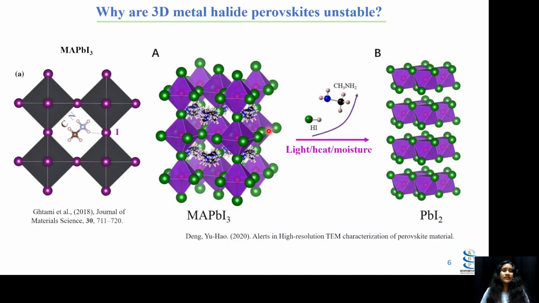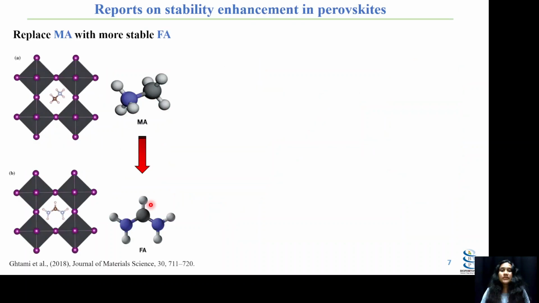So there are some reports on enhancing the stability in 3D perovskites. One of the simple ways is to replace the MA organic cation with a slightly more stable FA organic cation. FA, or formamidinium, organic cation has 2 nitrogen atoms, whereas methylammonium has only 1 nitrogen atom. So if we replace MA by FA, the resulting perovskite structure would be slightly more stable.